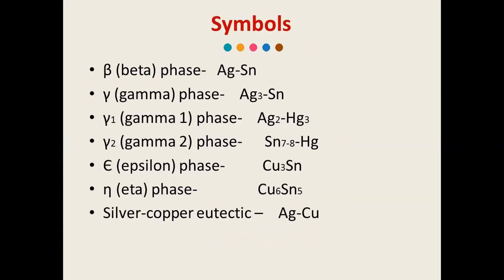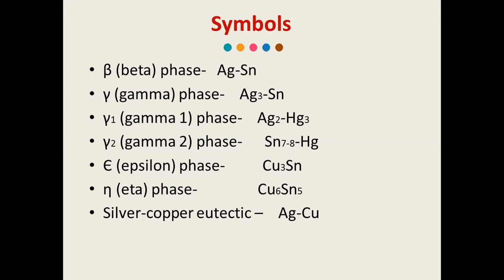Before moving to the amalgamation reaction, I want to briefly go back to the first part where I told you the different symbols, because the symbols are very important while writing the setting reaction or the amalgamation reaction. If you don't know the chemical formula of the different phases, you cannot write the amalgamation reaction properly. These are not difficult, very important and very simple.